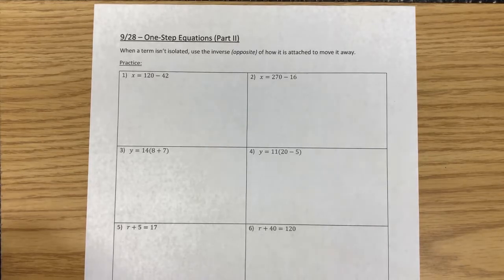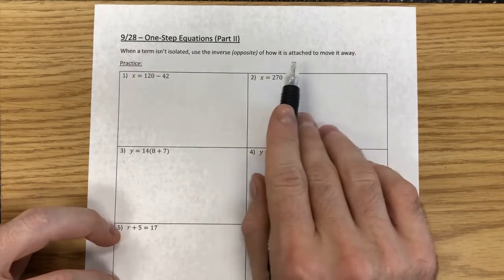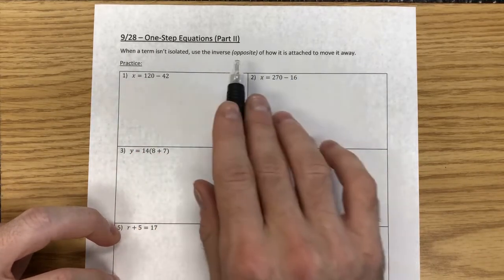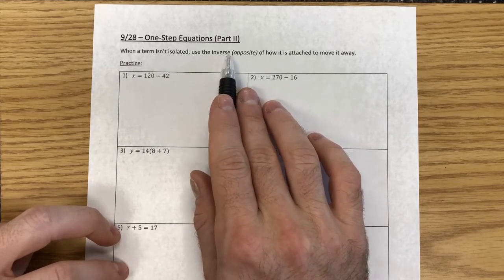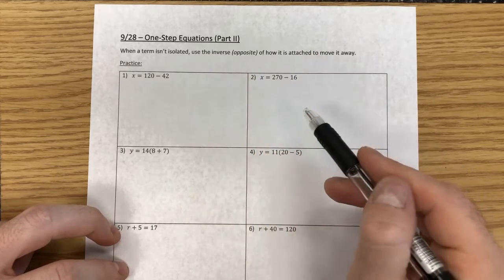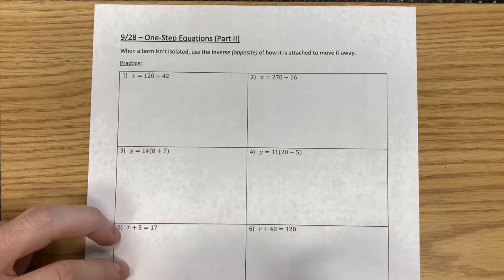So today what we're going to be doing is isolating a variable. And unlike what we did last time, we're going to be moving away other terms. This is called performing the inverse, which is mathematical lingo for opposite. And that's how we move the other thing away. So let's get warmed up with a few of these.